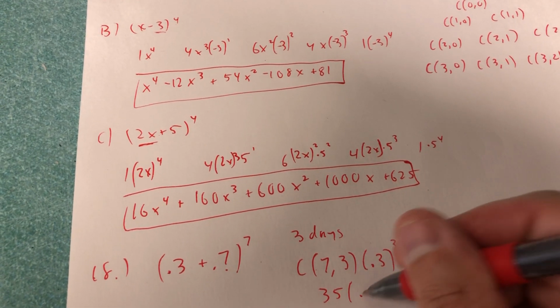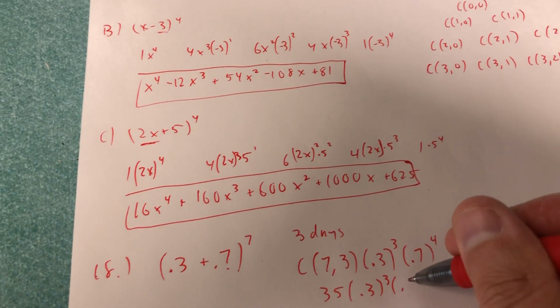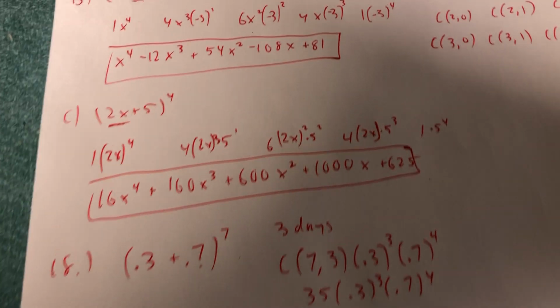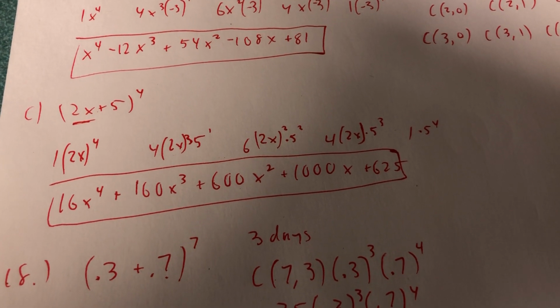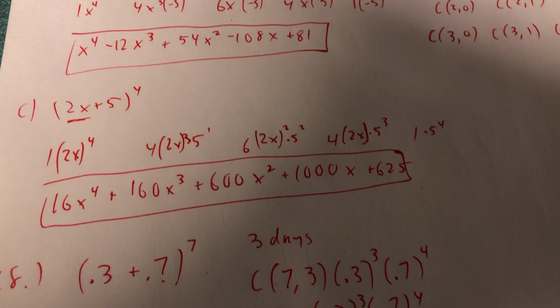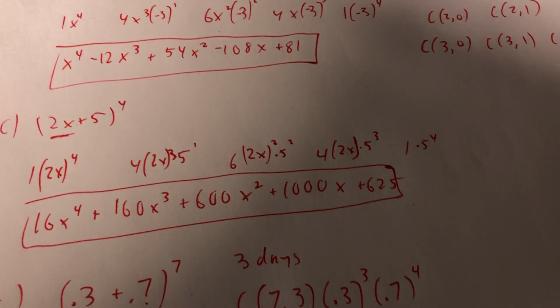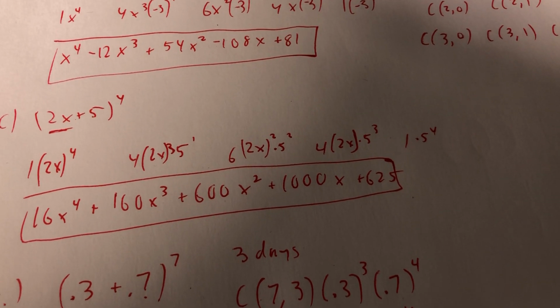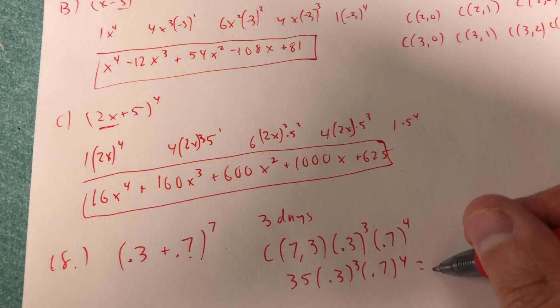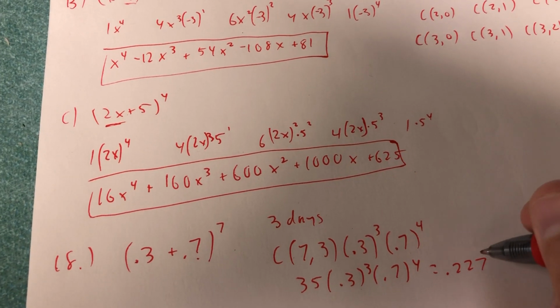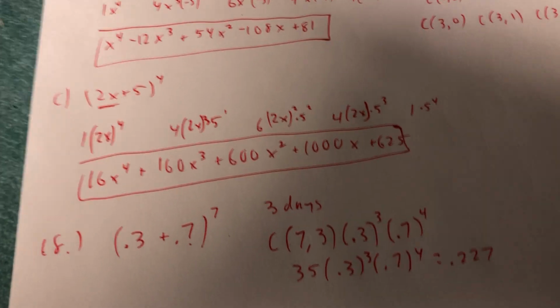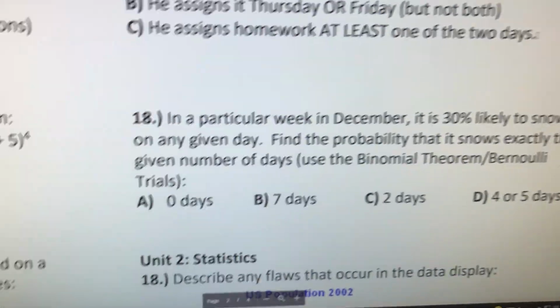So you're taking 35 times 0.3 cubed times 0.7 to the 4th. And if you work that out, you're going to end up getting 0.227. I'm rounding here, but approximately 0.227, which is about 22.7%. Okay. Now this one asks you to do a whole bunch of different ones.